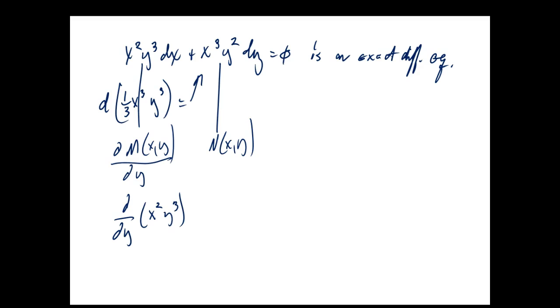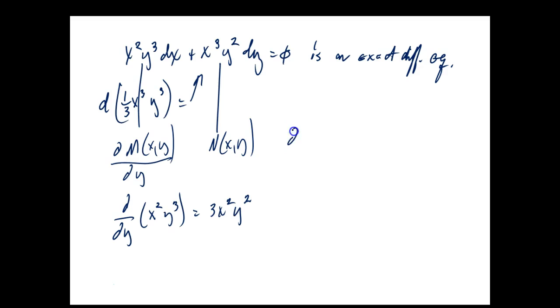The x, because you take it with respect to y, you count x as if it's a constant. So that would be 3y squared. No, you don't throw it away. You count it as a constant: 3x squared y squared. Okay? So you just take it with respect to y.